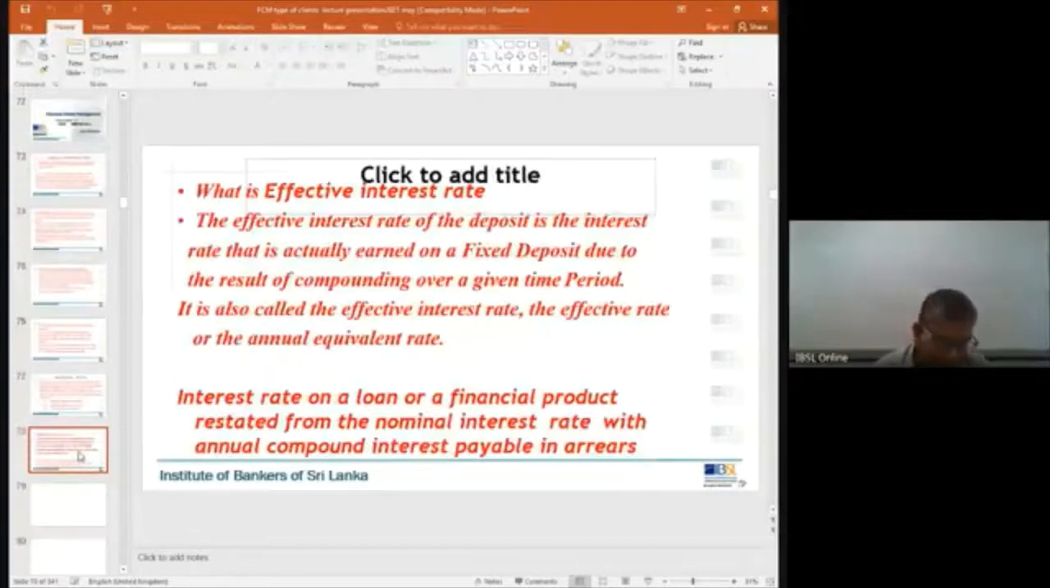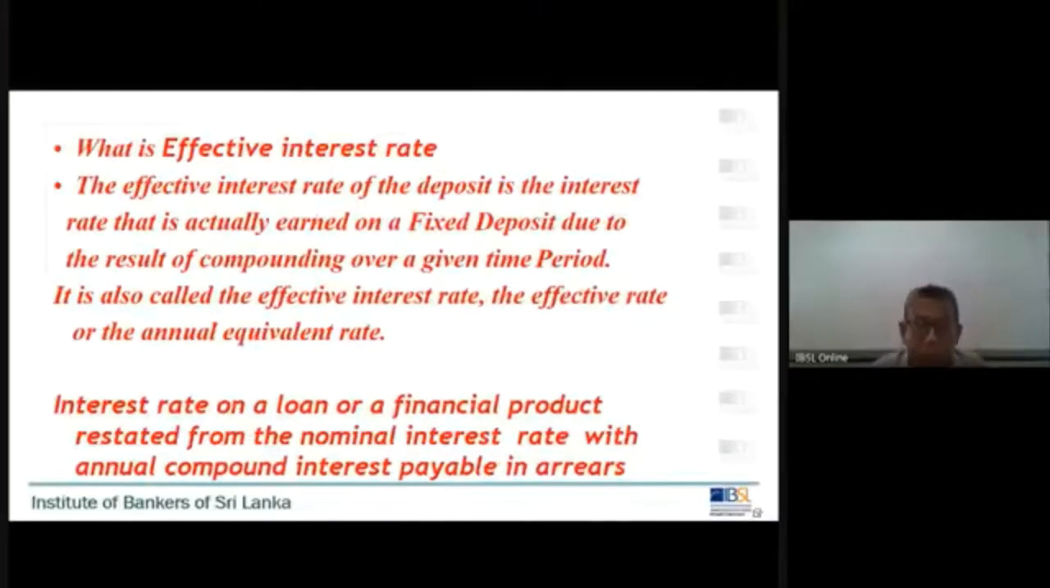Now we are going to discuss another important area, the effective interest rate. A very interesting area. There is one question on this. We will discuss this question and I will try to explain the rationale. So what do you mean by effective interest rate? Can anybody tell me what you mean by effective interest rate in Sinhala?